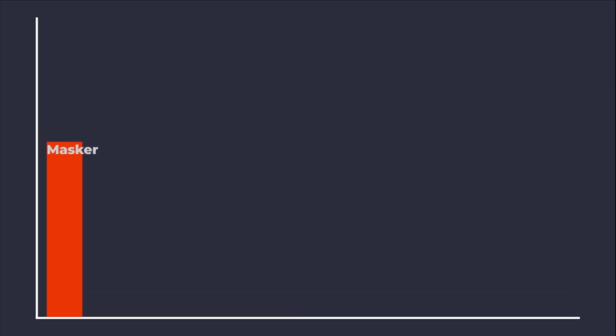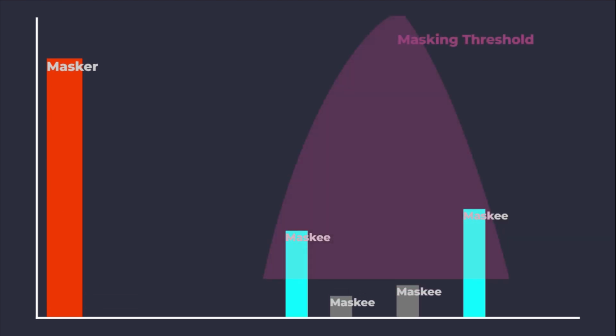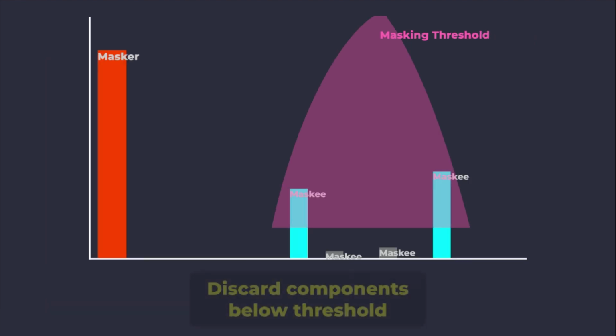If a loud tone, the masker, is present at a specific frequency, the human ear cannot perceive quieter tones, the maskees, within a narrow frequency band surrounding the masker. This phenomenon is frequency-dependent, meaning the masking threshold varies across the spectrum. The MP3 encoder uses a perceptual model based on the FFT output to calculate this precise masking threshold for each frame. Any spectral component falling below this threshold is perceptually irrelevant and can be discarded or heavily reduced without audible degradation.